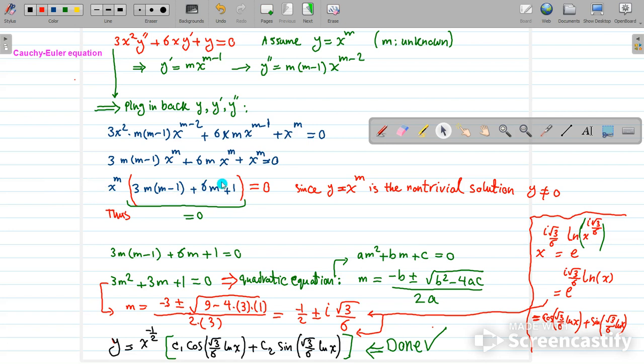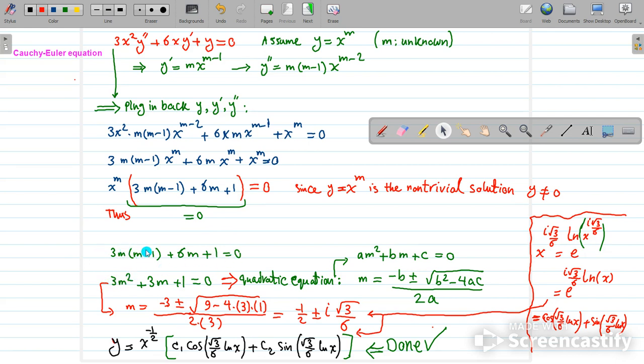And this multiplication is 0, so it means the multiplication of this times this red parenthesis should be 0. On the other hand, we know that based on our assumption y equals x to the m is the non-trivial solution. Non-trivial means y should not be 0, y is not equal to 0. So that's why, if this is not equal to 0 and the multiplication of these two terms is 0, definitely the terms inside the parentheses should be 0. So what does it mean? It means this line should be 0, right?